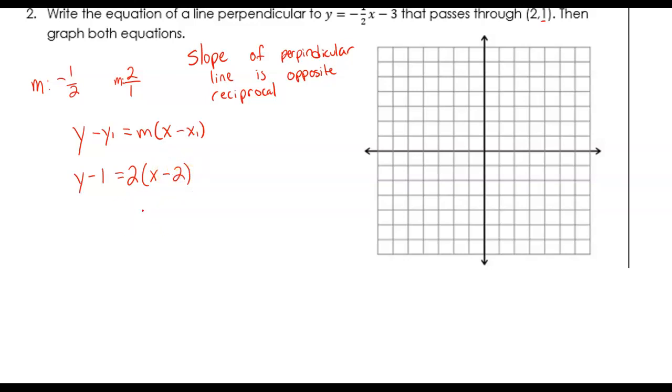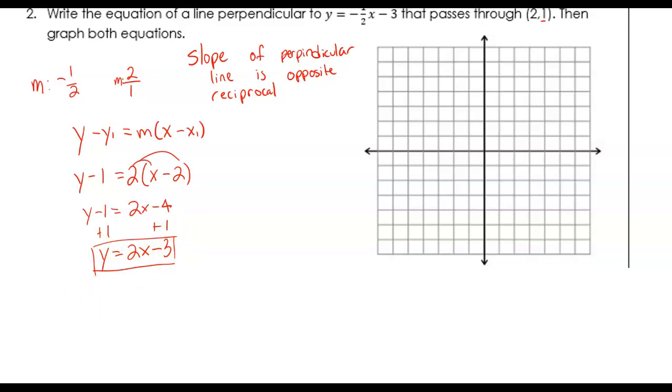Now I'm going to solve it so that I can graph it. I'm going to distribute my 2. Get y minus 1 equals 2x minus 4. Then I add 1 to both sides, isolating my y. 2x, negative 4 plus 1 is negative 3. So this is the equation of my perpendicular line.